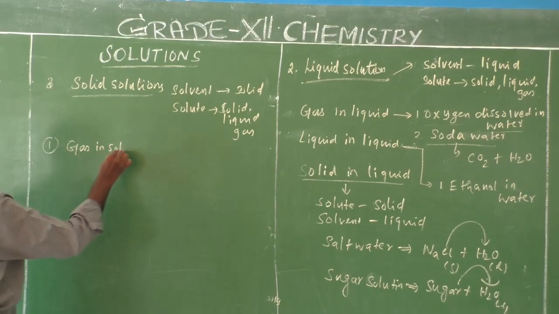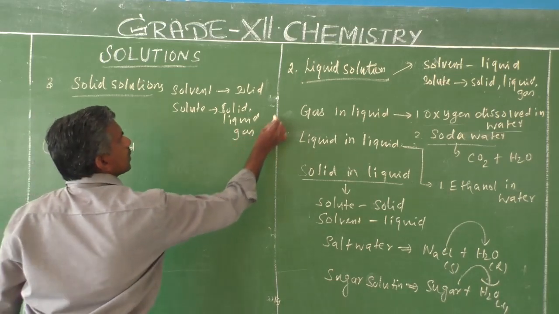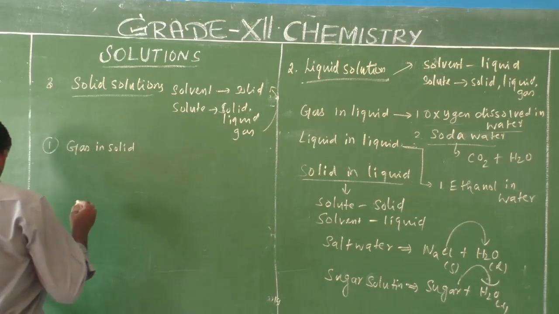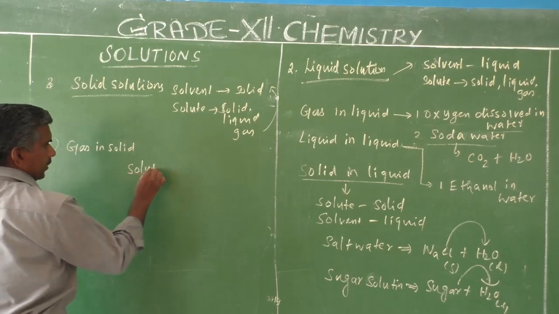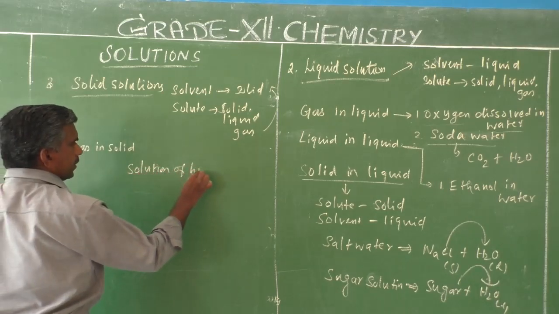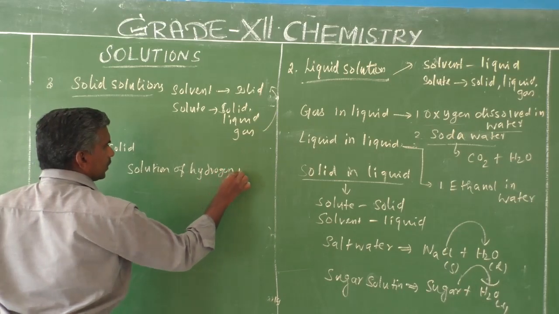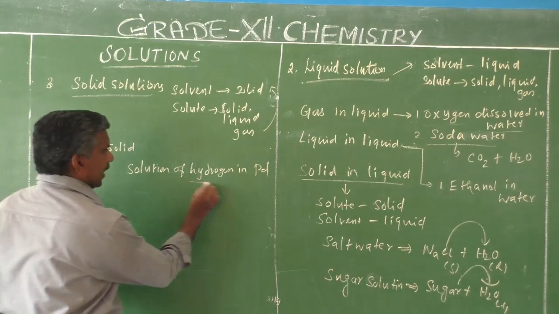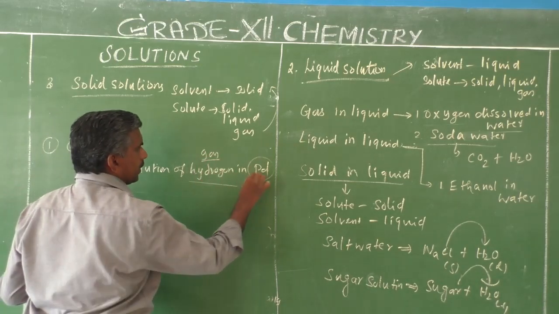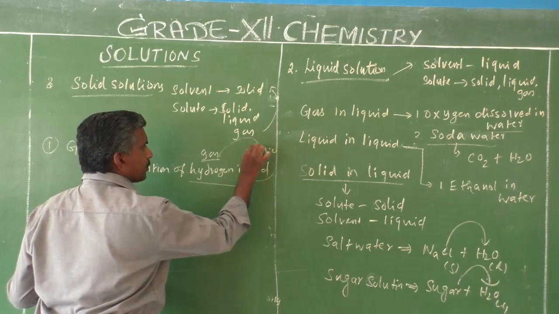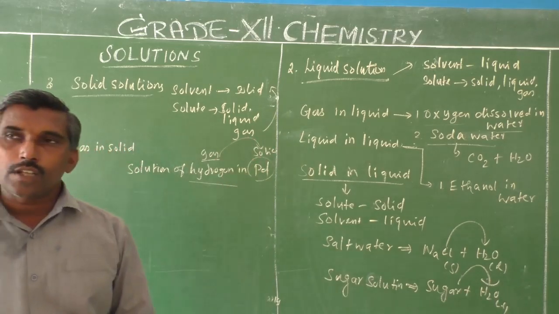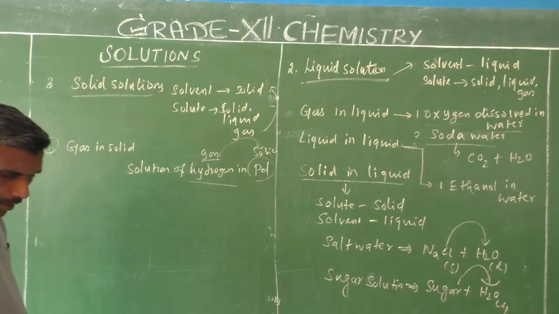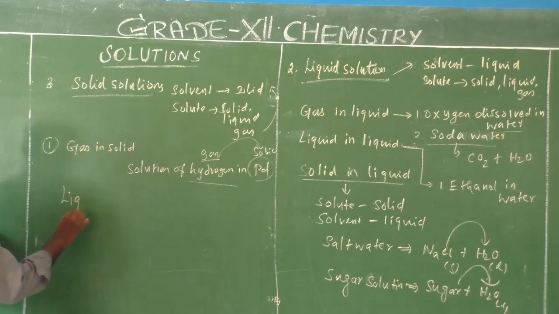Gas in solid: that is, the solute gas is present in a solid. A great example is the solution of hydrogen in palladium metal. Here hydrogen is a gas and palladium is a solid. So hydrogen gas present in a solid, that is palladium, is known as gas in solid. Now liquid in solid.